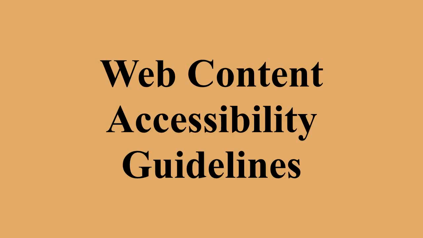Priority 2. Web developers should satisfy these requirements, otherwise some groups will find it difficult to access the web content. Conformance to this level is described as AA. Priority 3. Web developers may satisfy these requirements to make it easier for some groups to access the web content. Conformance to this level is described as AAA.